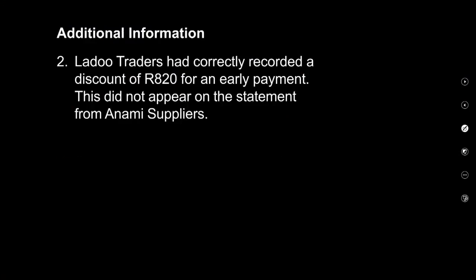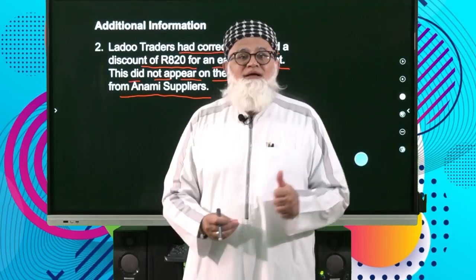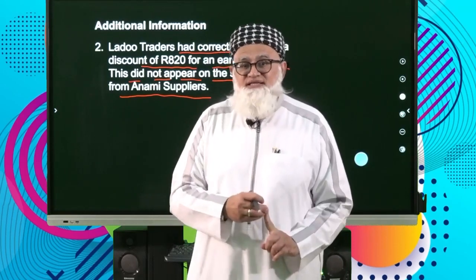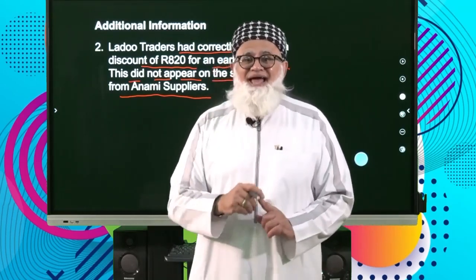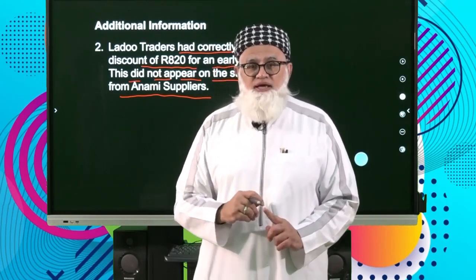Laddu Traders had correctly recorded a discount of 820 for an early payment. This did not appear on the statement from Anami Suppliers. Right, step number one, identify. Who has made the error? We correctly recorded the discount in our books. They have not reflected the discount on their side, indicating the statement has an error and needs to be corrected.